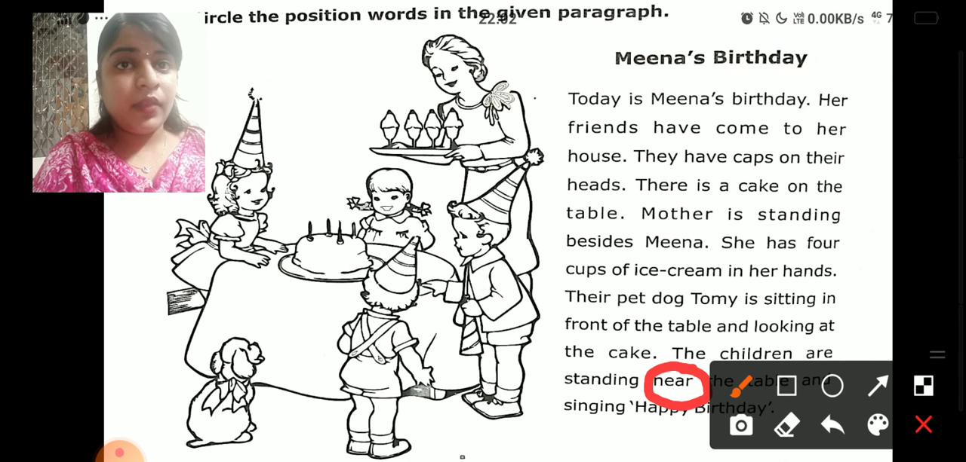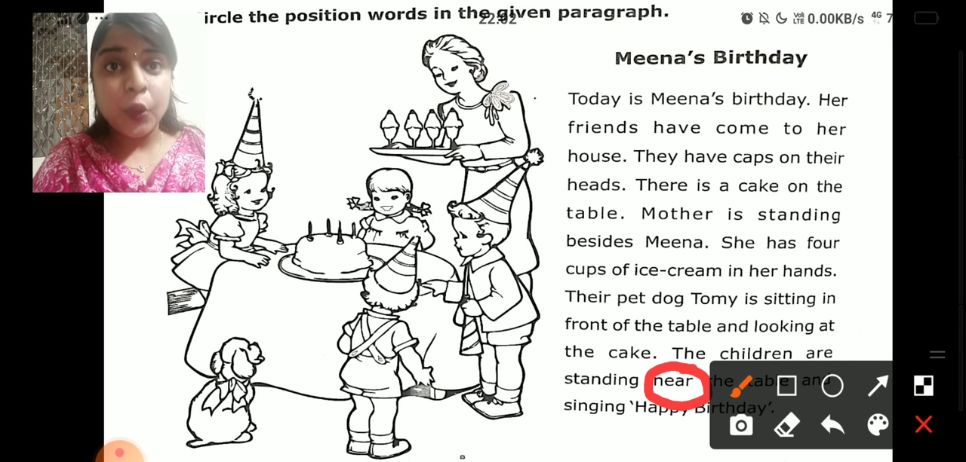Okay, children? Have all understood, children? Good. So you need to do it again and you are going to read and sit with your parents.